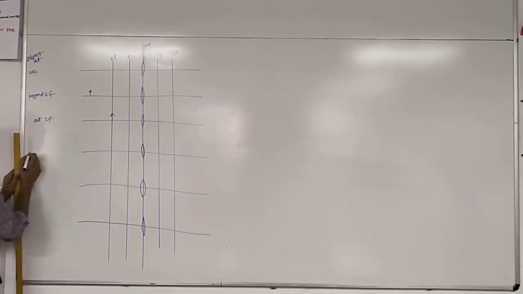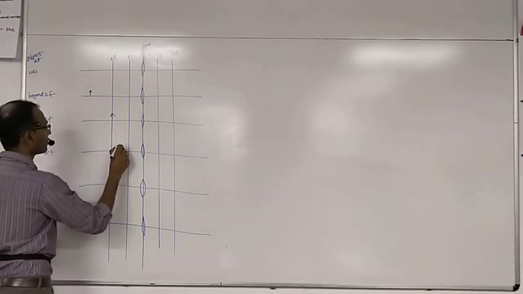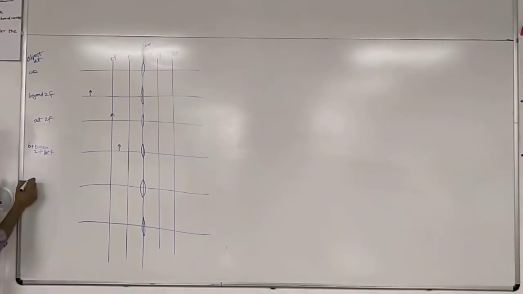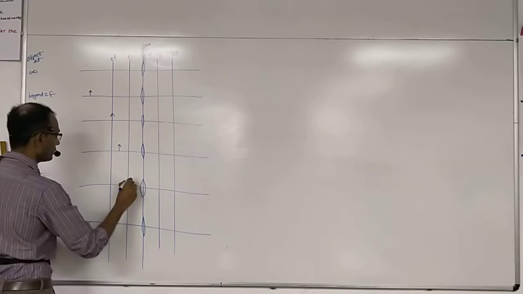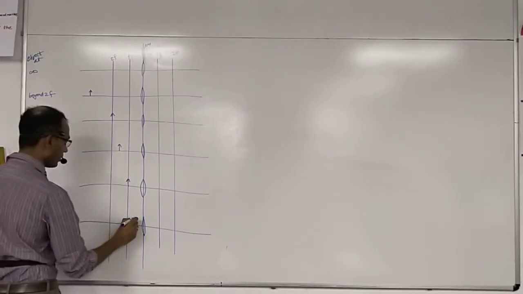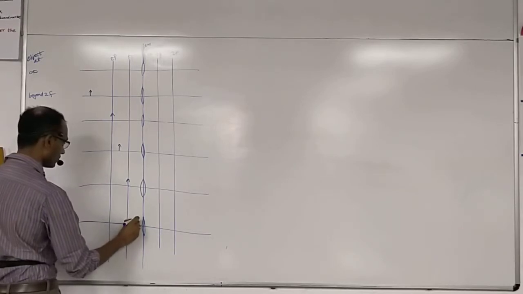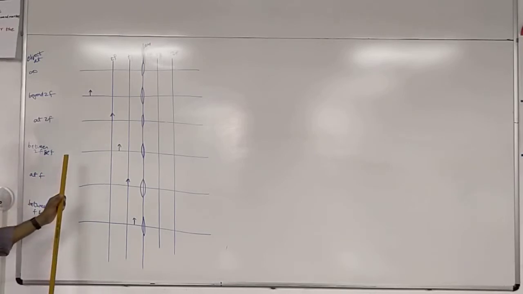Next, what will it be? Can you guess? No, between 2F and F. So it will be here. Next, can you guess? At F, very good. Next, can you guess? Between F and the lens. So it will be here. So in each of these cases, using any 2 special rays out of 3, you will draw the image.